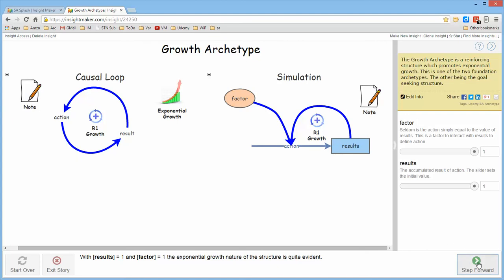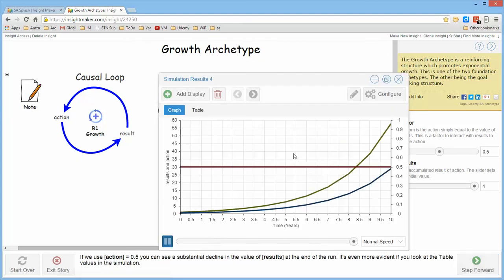If you change the factor so that the factor is 0.5, notice that the result after the same time period is only 57.6, which is an extremely marked difference between what it was for 1 and 0.5. And you'll notice that the two lines now vary where they didn't before. This is the action that adds the next cycle each time, and this is the result at the end of that cycle.